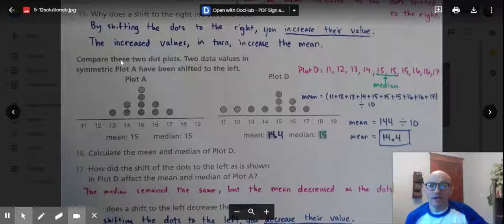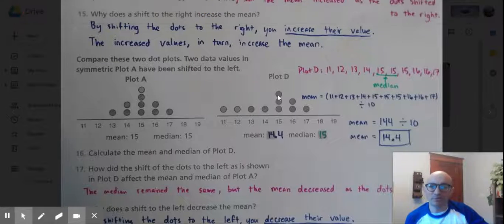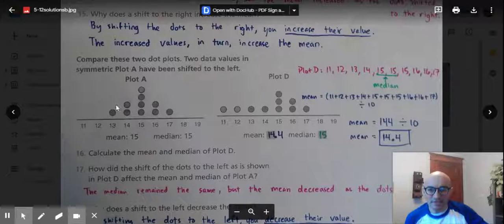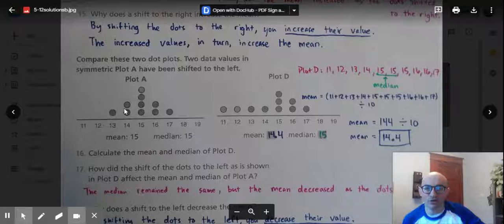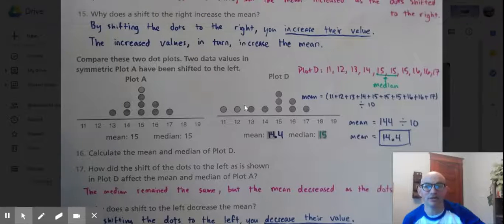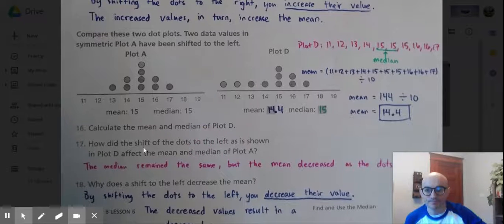Here we're going to compare plot A versus plot D. In this case, we start out with a nice symmetrical data set in plot A once again, but in this case, you'll notice we shifted our data to the left. So we took one of our 15s, maybe we moved it over to 11. We took one of our 14s, maybe we moved it over to 12. Okay, so we shifted to the left. When you're shifting numbers to the left on this number line, you are going down. You are decreasing value. Okay.